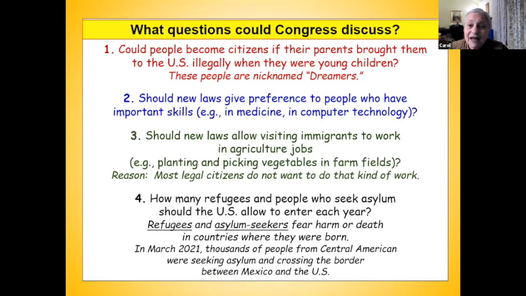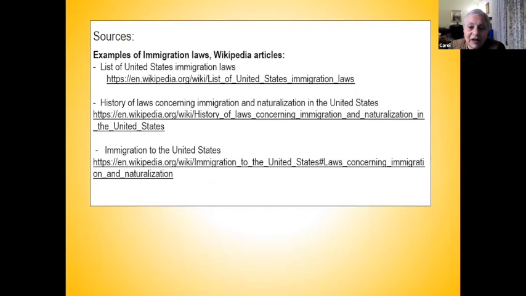And then finally, how many refugees or people who seek asylum because they fear violence, harm, or death in the countries where they were born? How many of those kinds of people should be allowed in the US? And everything I see on television says these are really difficult discussions that Congress is going to have. And I'll stop with that.